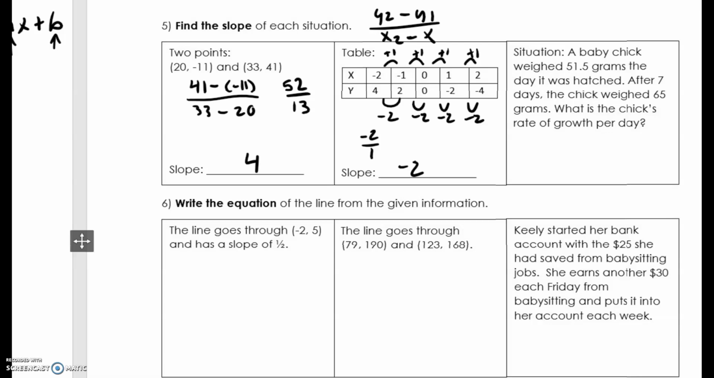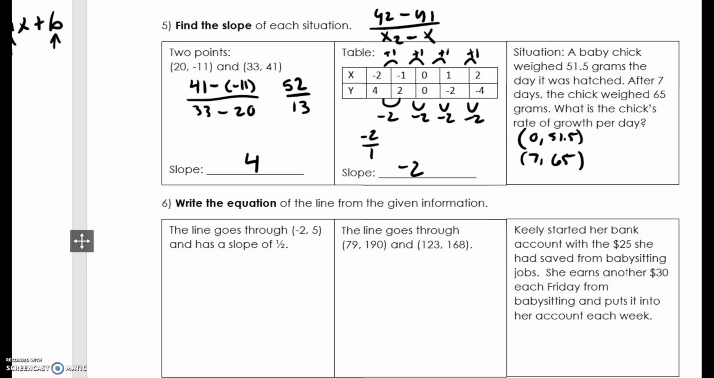All right, now we've got a situation where we want to find the slope. A baby chick weighs 51.5 grams the day it was hatched. I'm going to write that as a point: on day 0, the chick weighed 51.5 grams. 7 days later, I'm going to write this as a point, the chick weighed 65 grams. What is the chick's rate of growth per day?